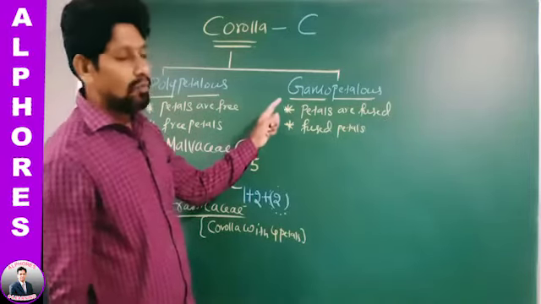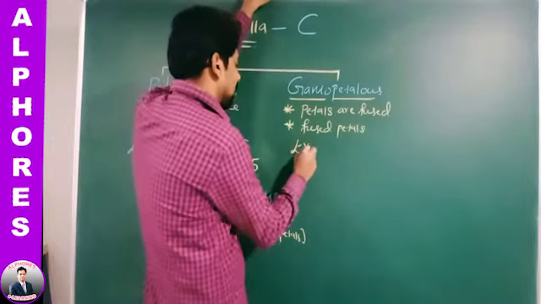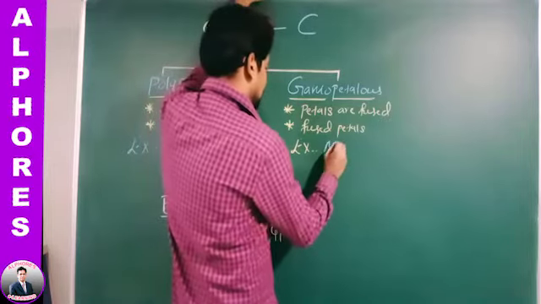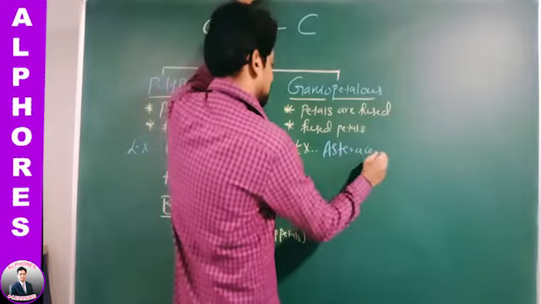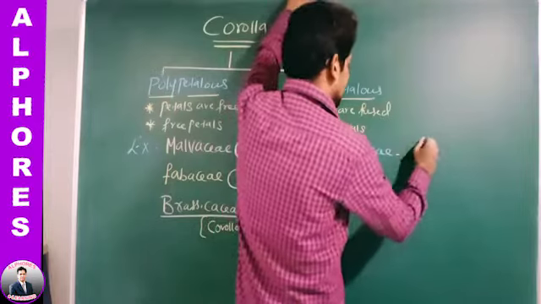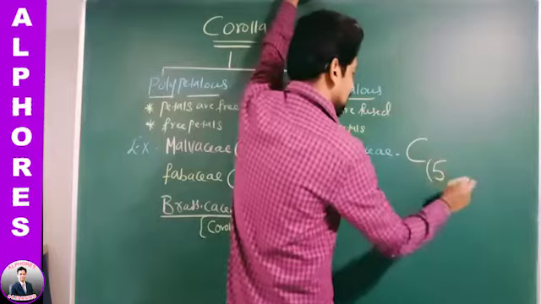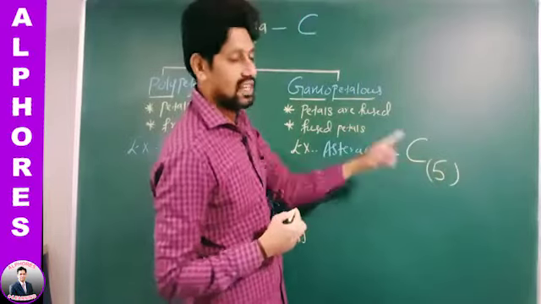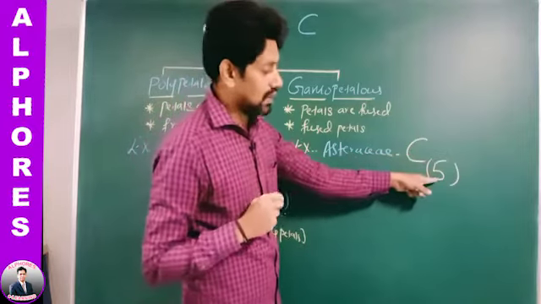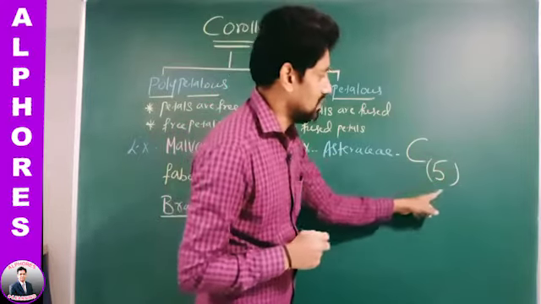Now go for Gamopetalous corolla. Go for examples of Gamopetalous corolla. First one is Asteraceae family. In case of Asteraceae family, corolla contains how many petals? 5 petals. These 5 petals are fused, so I kept the 5 inside the brackets. So I kept this 5 in the brackets.